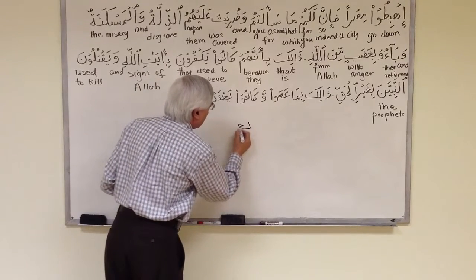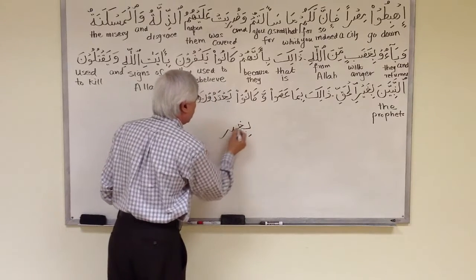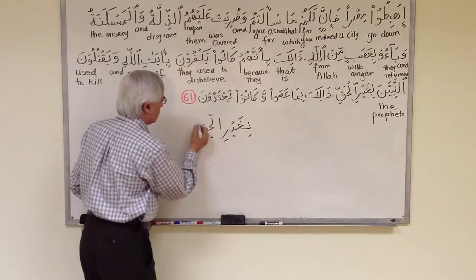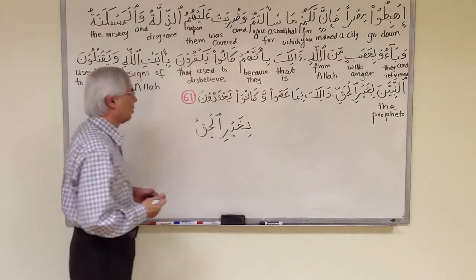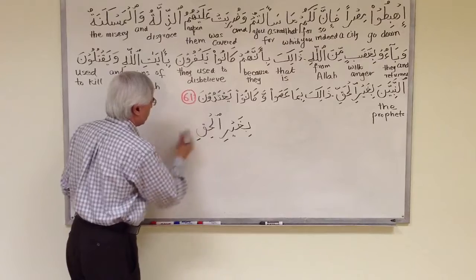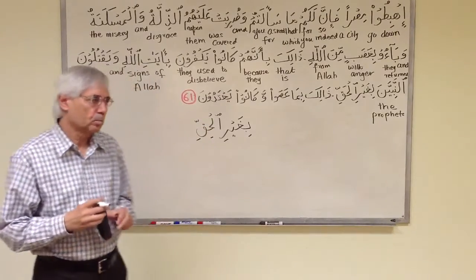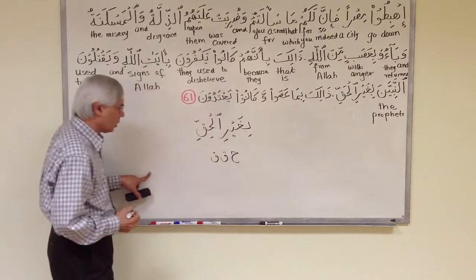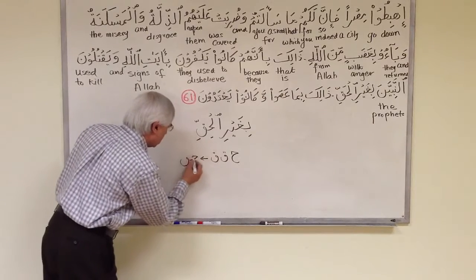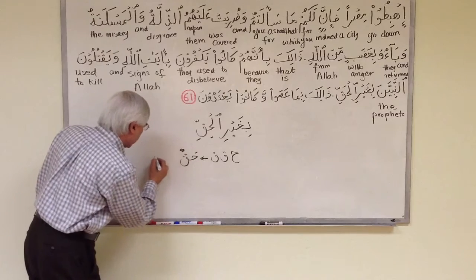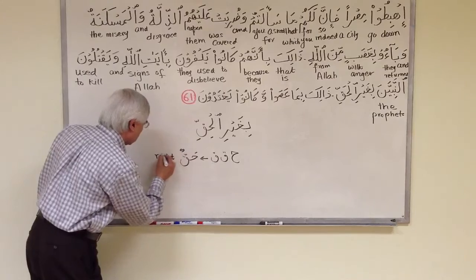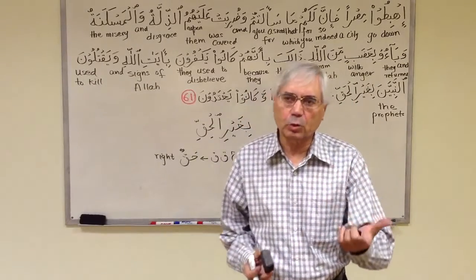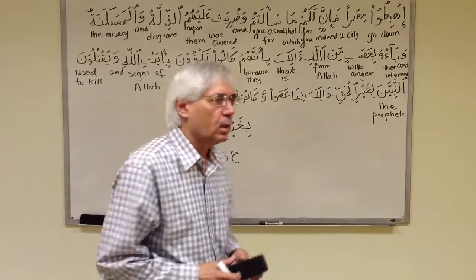So the next word is bighayril haq. Bighayril haq. So, ha, qaf and qaf are the root letters, and from this, haqqun is the word. Haqqun means right. Like when I say this is his right, means this is his haqq. Or haq also means truth. Okay? But here the meaning will be used as right.